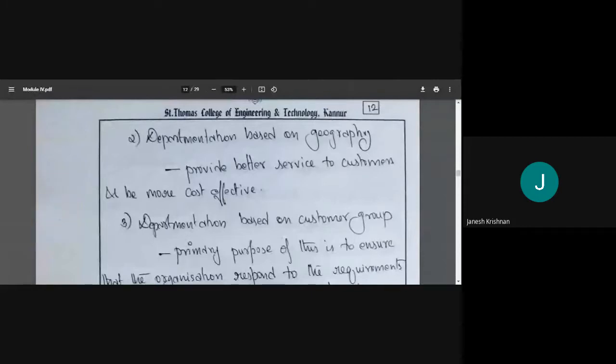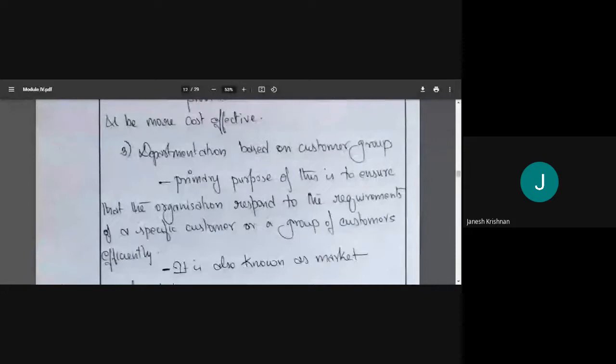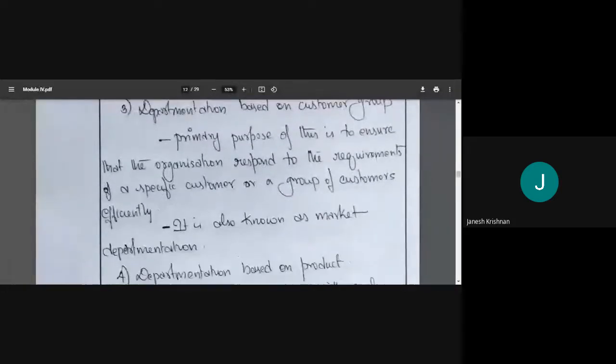Then departmentation based on customer group. Customer group means the primary purpose of this is to ensure that the organization responds to the requirements of a specific customer or a group of customers. It is known as market departmentation. Customer group, you can take the example from banking. You might have seen, in banking we have NRI. Sometimes there will be an NRI branch itself. They are dealing with only non-resident Indians.